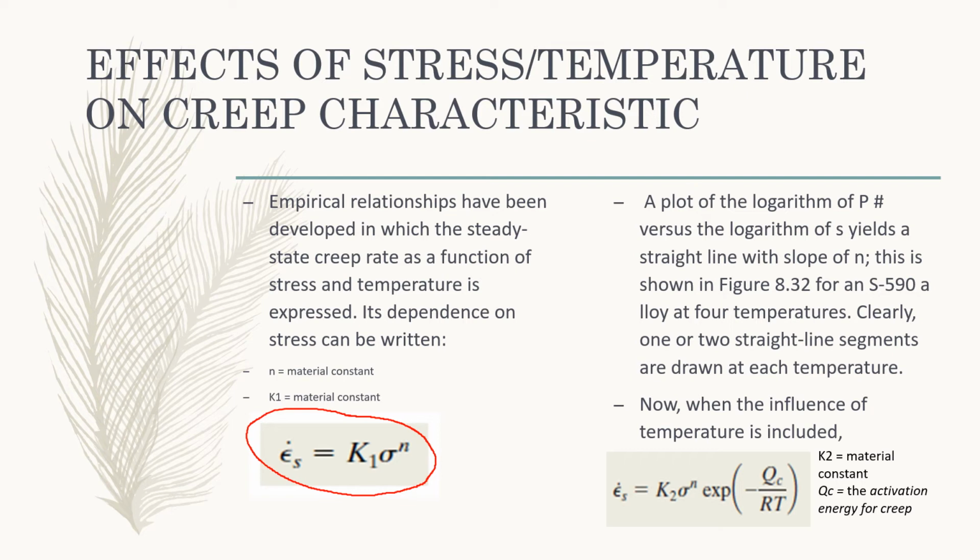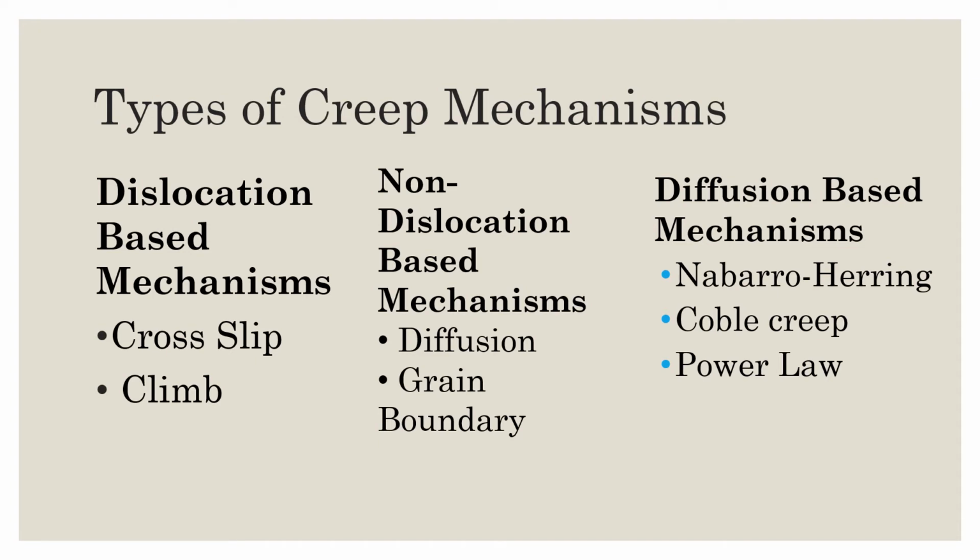Now, when the influence of temperature is included, we get this formula, where K2 indicates the material constant, and Qc is the activation energy for creep. There are types of creep mechanisms, which are dislocation based, non-dislocation based, and diffusion based. For the dislocation based, there are cross slip and climb. Non-dislocation based, there are diffusion and grain boundary. And for the diffusion based, Nabarro-Herring creep, Coble creep, and power law.